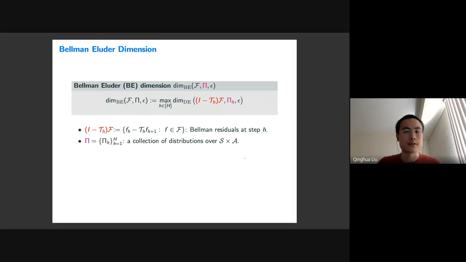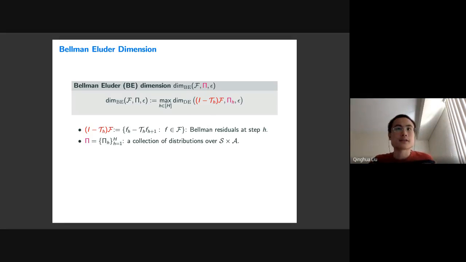So after we understand this distributional eluder dimension, defining the Bellman Eluder Dimension becomes very simple. It's essentially the distributional eluder dimension, but the function class we choose is not the original function class, but the Bellman residual of this capital F. This Bellman residual is defined as the value function at step h minus the Bellman operator operating on the value function at step h plus 1. So this is the distributional eluder dimension on this residual class.